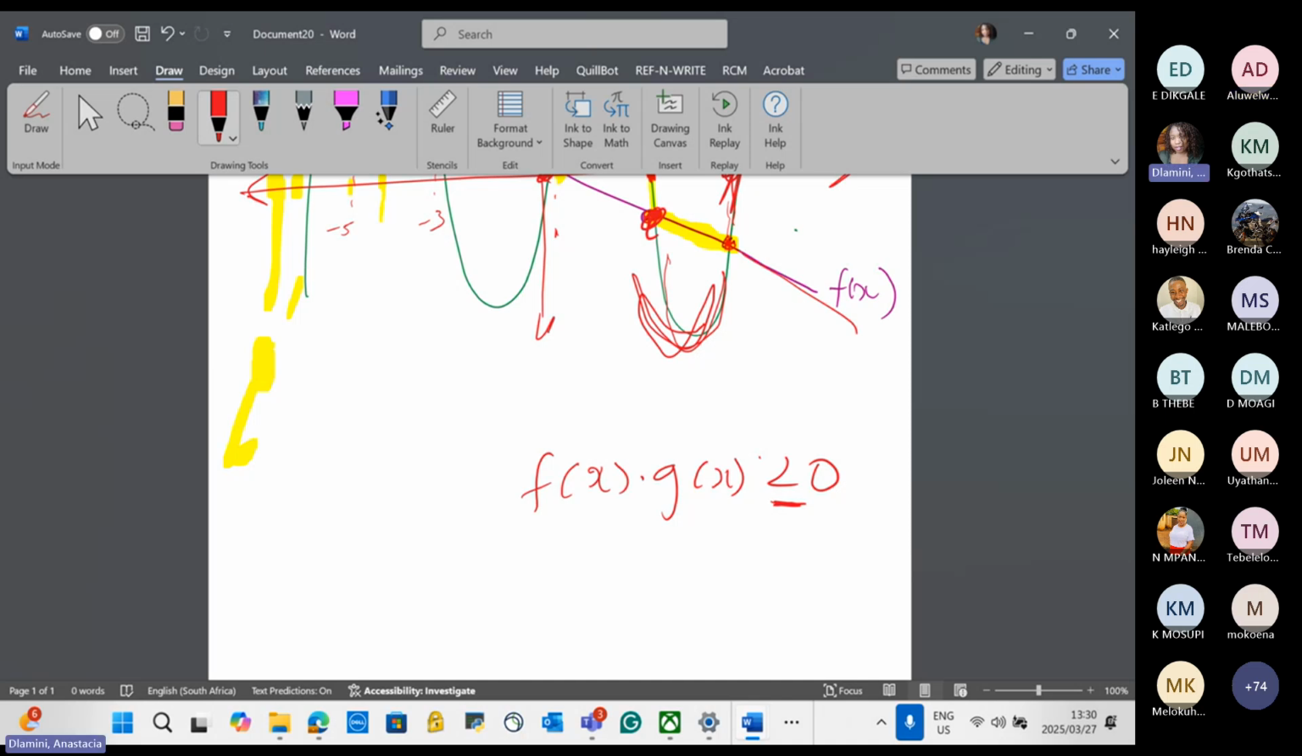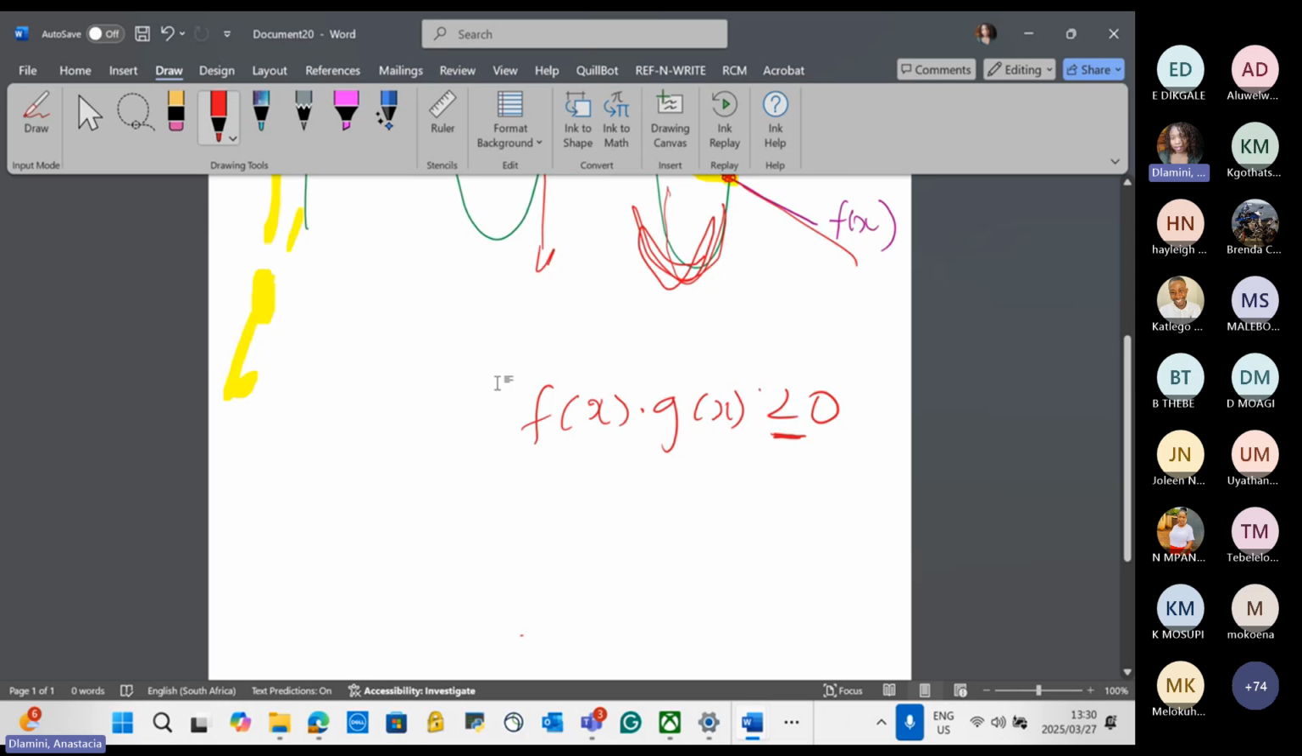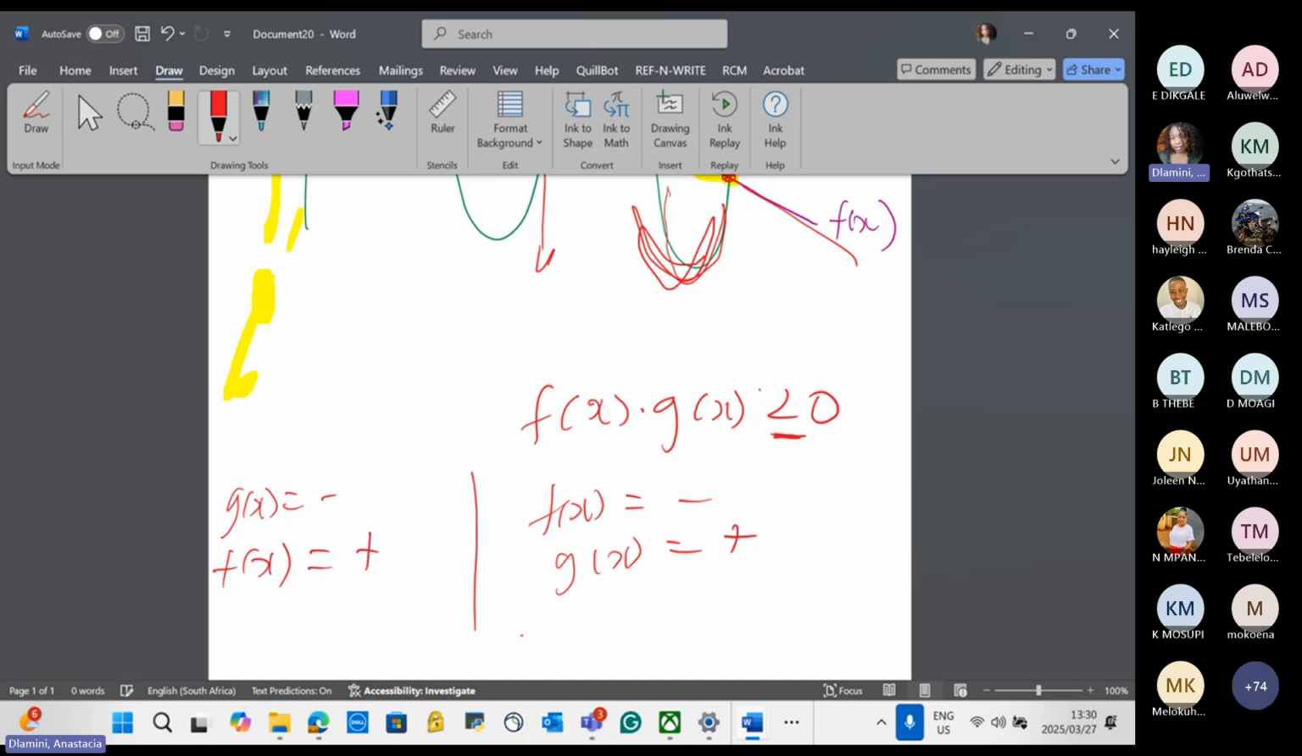Thank you. We need a positive and a negative, meaning that we want either our f of x to be negative and g of x positive, or we want our g of x to be negative and our f of x positive. These are the two options. Do you see that?